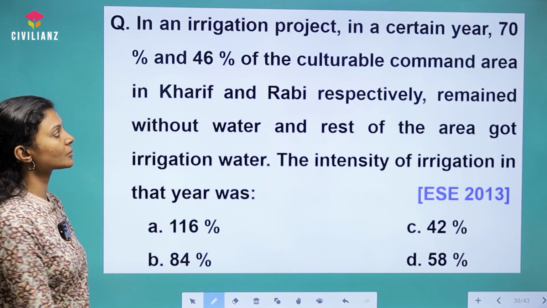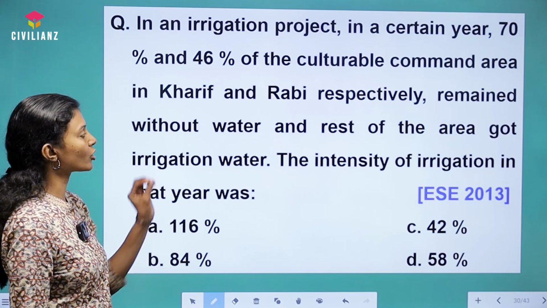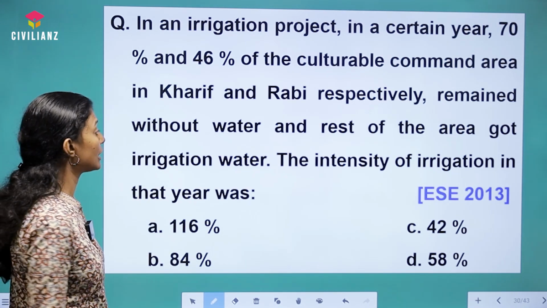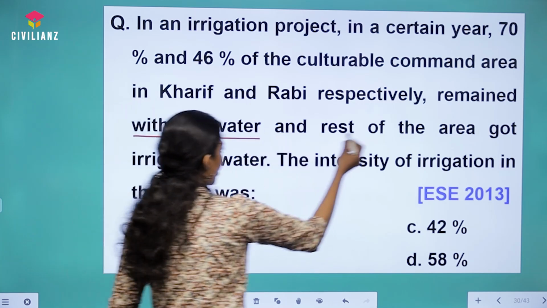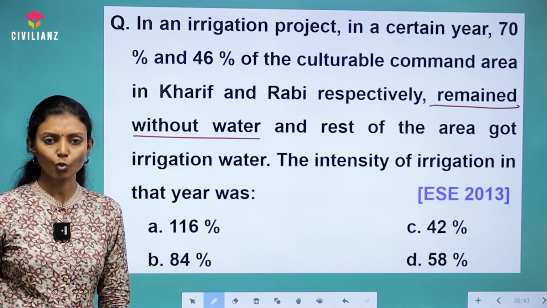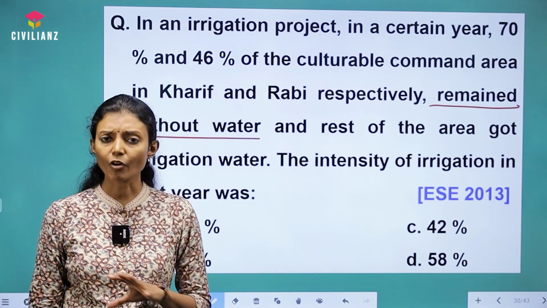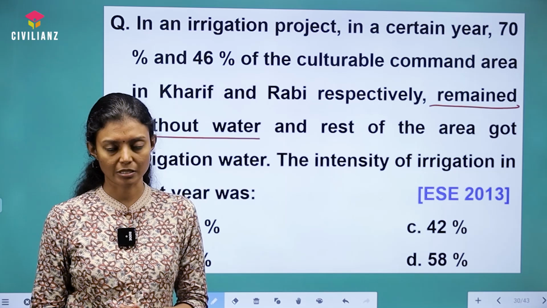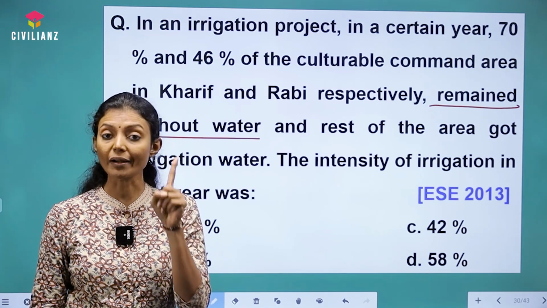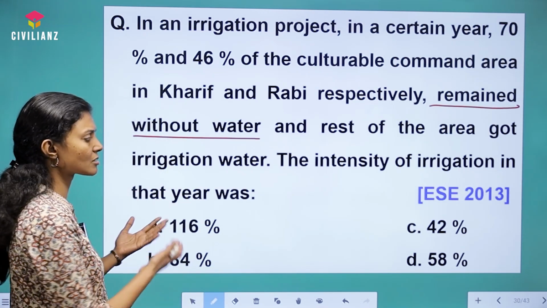In an irrigation project in a certain year, 70% and 46% of CCA in Kharif and Rabi remained without water and the rest of the area got irrigation water. The intensity of irrigation in that year was, so we have already discussed what is intensity. It is the percentage of CCA irrigated in 1 year or irrigated annually. So you are asked to find out intensity. This is an ESE question.